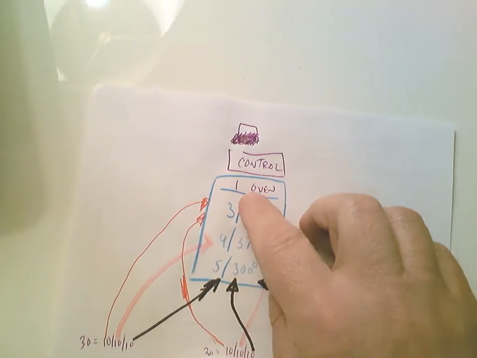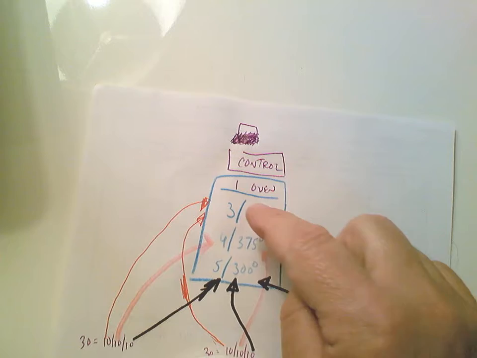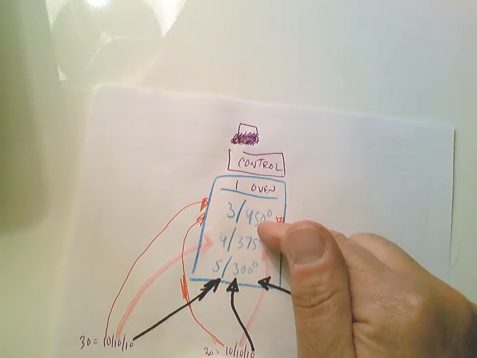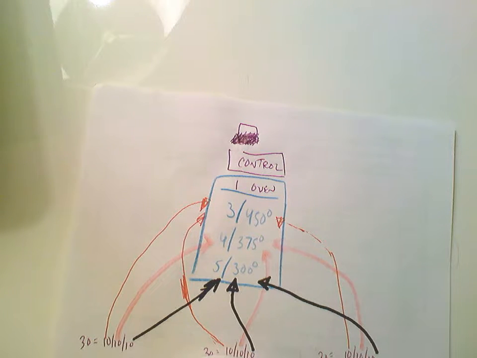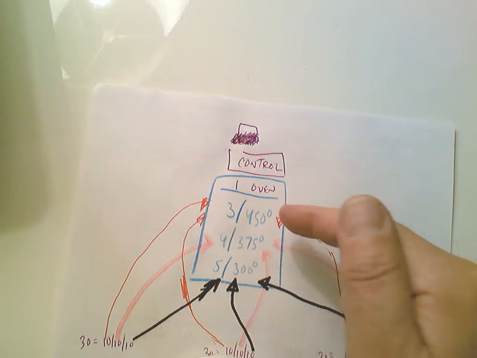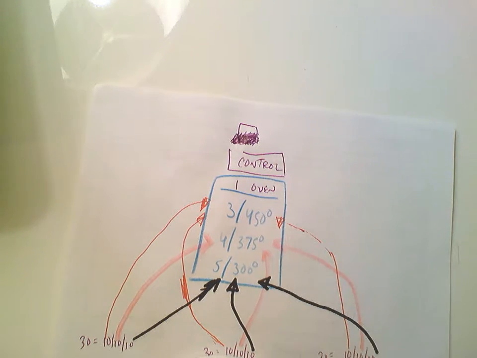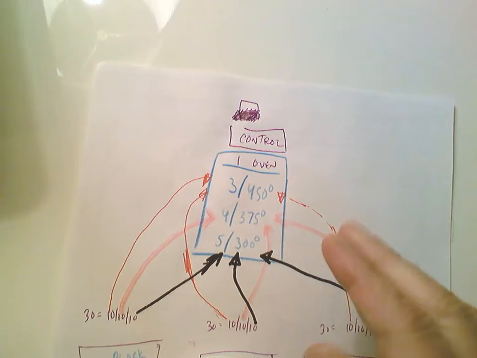First things first, we have control because we're going to use one oven. Even though there are minutes and degrees, that's one treatment. Don't think, oh, there are two treatments there. 3 minutes is a treatment, 450. That's a combination. That's how we're going to work here. So 3 at 450, 4 at 375, and 5 at 300 are the treatments.